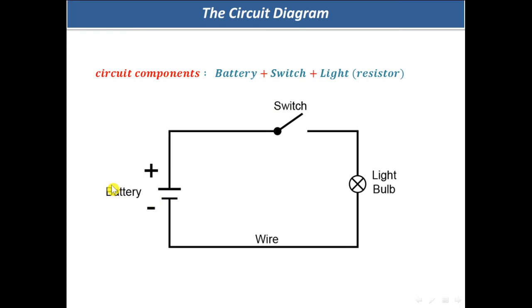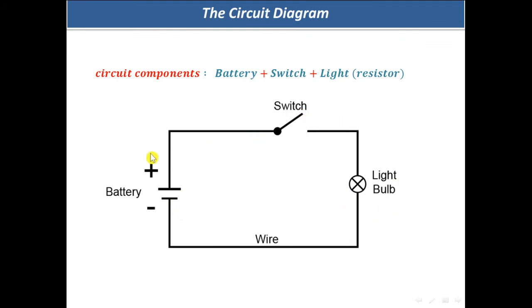Now we go to the electric circuit diagram. If I ask you to draw an electric circuit diagram, this is an electric circuit diagram. This is a wire. Of course, this wire must be a conductor, not an insulator. It must be a conductor because I need a wire that produces free electrons so that the energy can move from one place to another. And we have this battery and the switch and the light bulb.